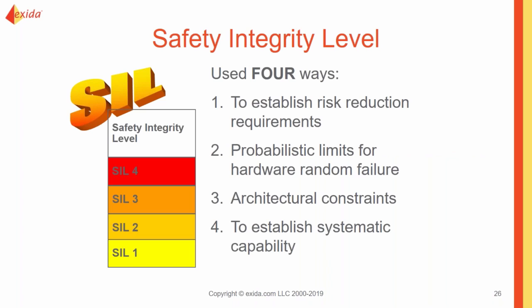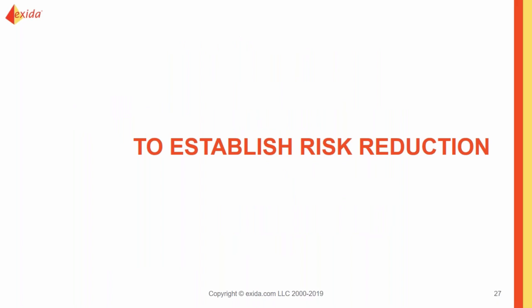4 different ways, and some of these we might have already touched on briefly, but it can be used to establish risk reduction, to look at probable limits in random hardware failures, to look at those architectural constraints that we briefly touched about, and to establish systematic capability. So let's once again take a deeper dive into all 4 of these. So the first is to look at risk reduction.